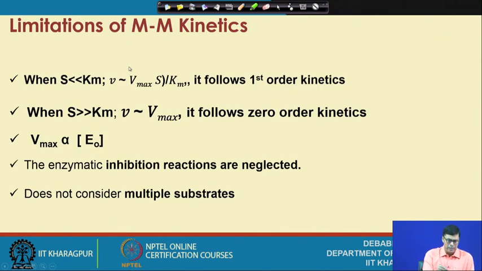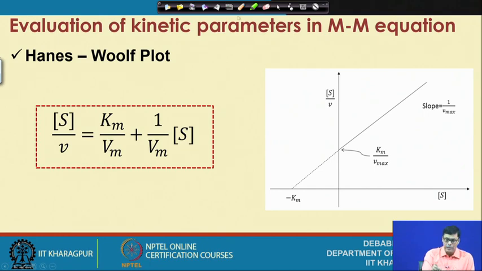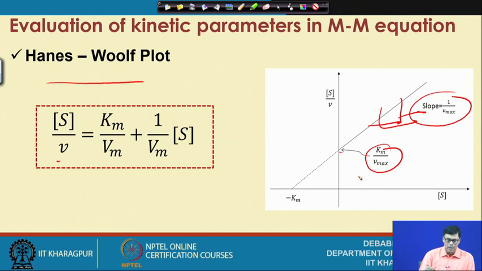The Hanes-Woolf plot we can write in another way. S by V equal to Km by Vmax plus 1 by Vmax into S. So it is something similar to the Lineweaver-Burk plot. It is also a straight line plot. Only the thing is that the slope here will give you the value of 1 by Vmax, and the intercept will give you Km by Vmax, which is the reverse of the case of the Lineweaver-Burk plot.